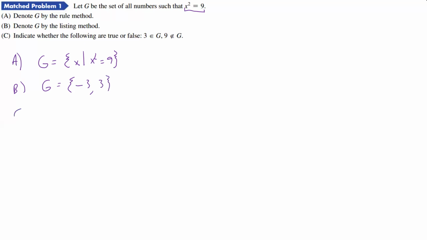Now C, is it true or false? 3 is an element of G. Well, here that's true, so that is a true statement. And 9 is not an element of G. Well, that's true as well because it's only negative 3 and positive 3. Because if we plugged a 9 in here, 9 squared does not equal 9, and therefore it wouldn't be an element. Okay, all right, so let's stop there and we'll come back for some more.